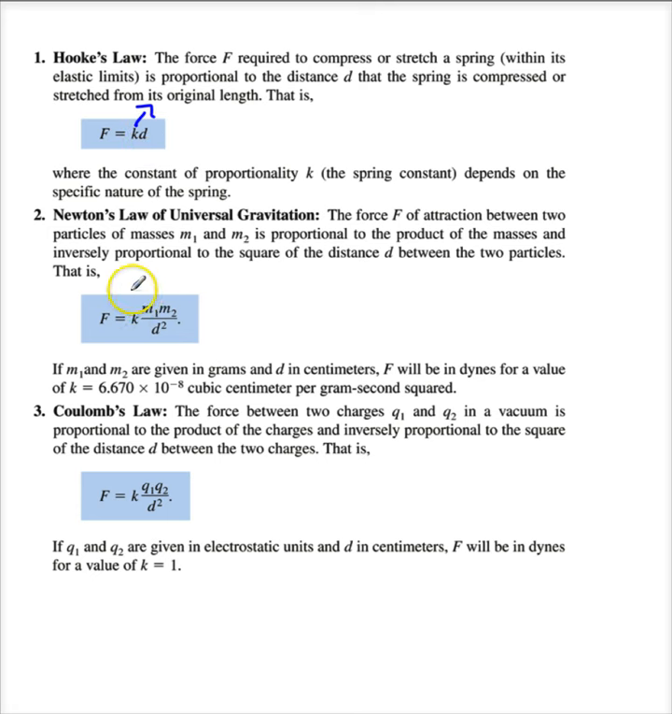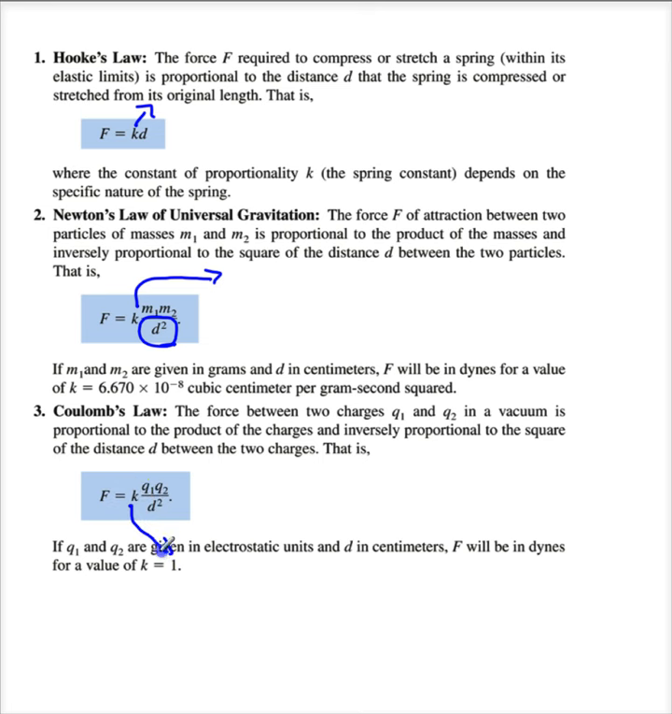Newton's law of universal gravity. This K is 6.67 times 10 to the negative 8 cubic centimeters per gram second squared. And the good news is I will give it to you. The m's are the masses, and we're going to measure those in grams. And d is the distance measured in centimeters.